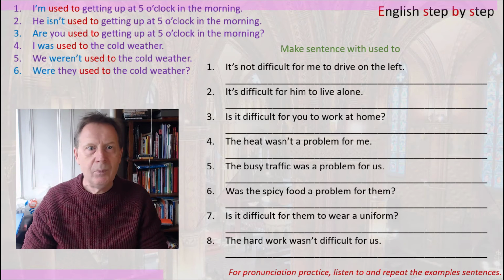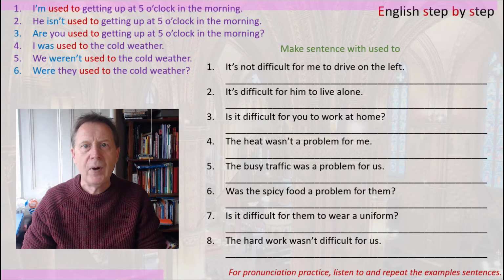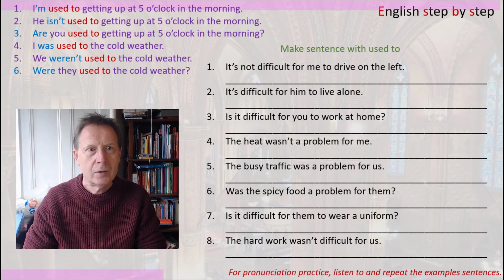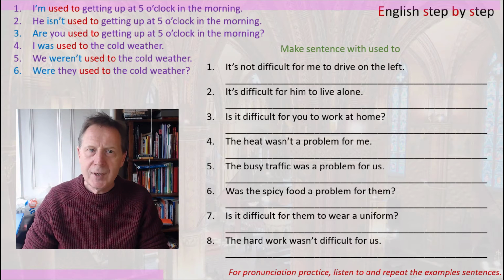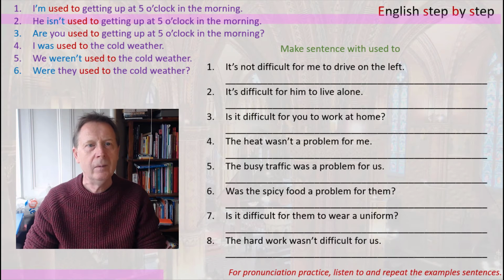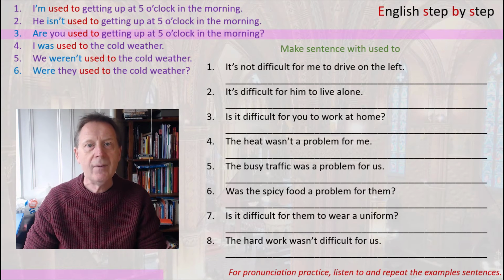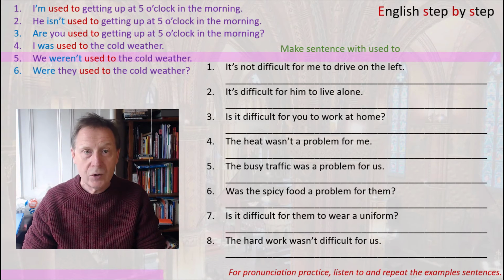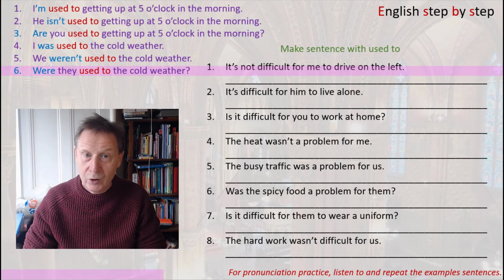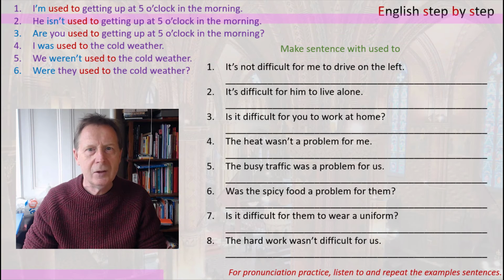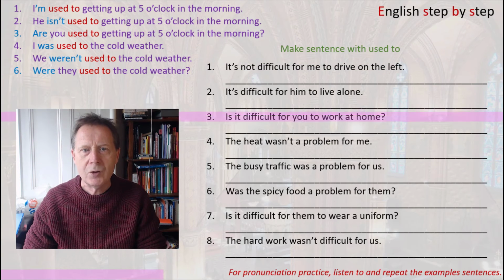So here is the practice exercise. I would like you to practice making sentences like the ones that we've looked at. So let's just look at these again for the pronunciation. Number 1, I'm used to getting up at 5 o'clock in the morning. He isn't used to getting up at 5 o'clock in the morning. Are you used to getting up at 5 o'clock in the morning? I was used to the cold weather. We weren't used to the cold weather. Were they used to the cold weather? So you can make sentences like this using the examples 1 to 8 here.